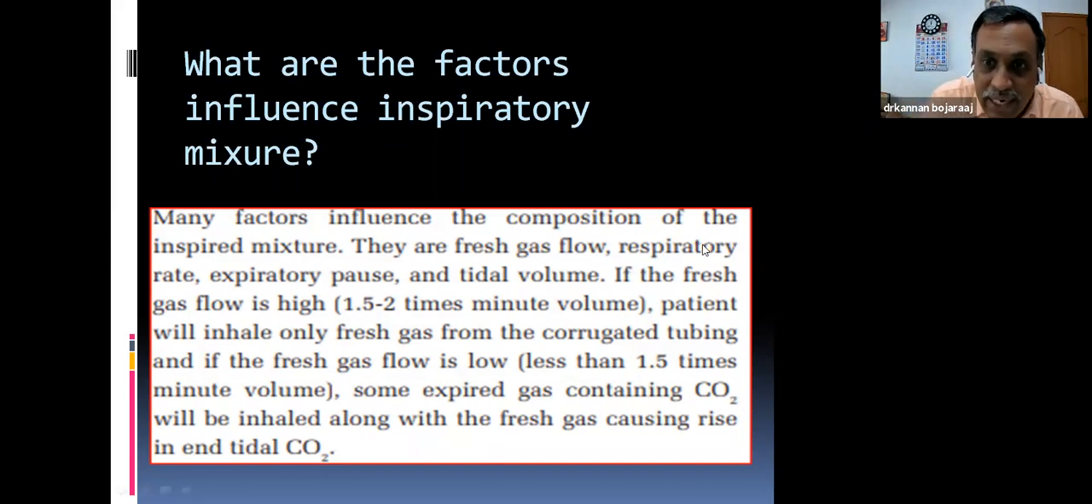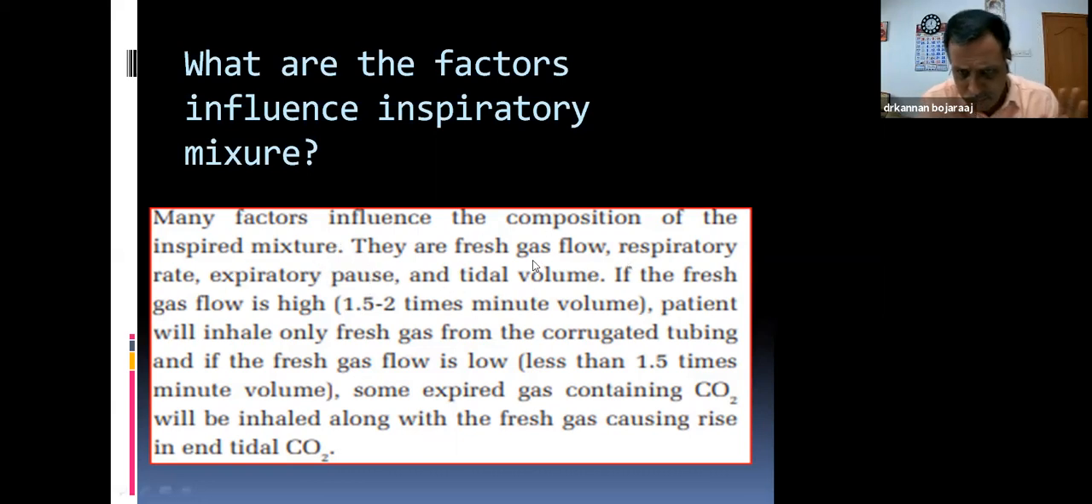So the respiratory rate has the most important role. And number 3 is the expiratory pause. So we have to give the adequate expiratory pause for venting out the gases. Then only the fresh gas flow will vent out all the gases, the mixed alveolar and dead space gases, into the APL valve. So the expiratory pause has this important role.